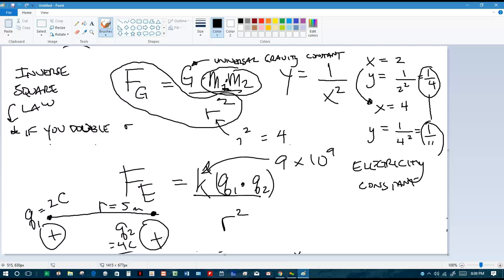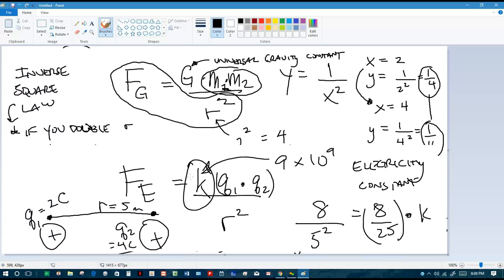2 times what? 2 times 4. So it'd be 8 in the numerator, divided by 5 squared. So it'd be 8 divided by 25, whatever that comes out as, times K, because there's this K here. And you could always do that in the end on a calculator, times 9 times 10 to the 9th, right?